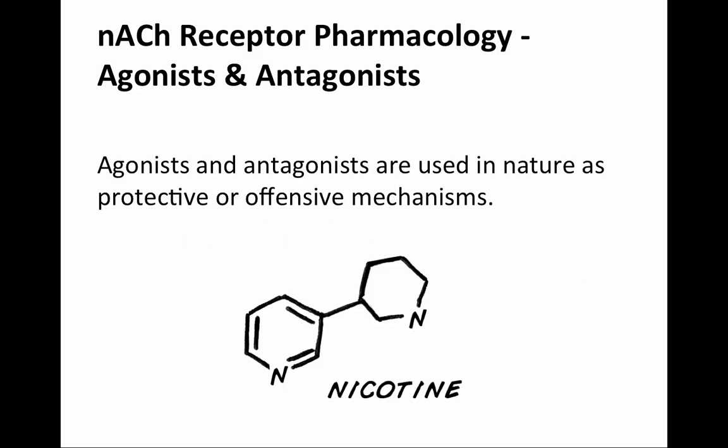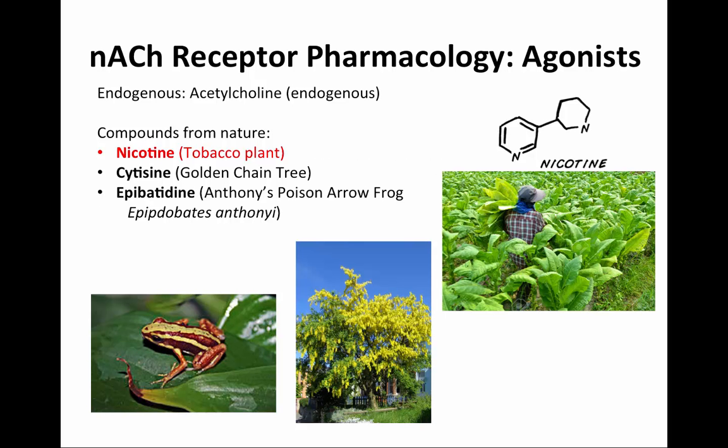Many of the agonists and antagonists that act on nicotinic acetylcholine receptors are compounds derived from plants or animals which are used as protective or offensive mechanisms in nature. The endogenous neurotransmitter for the nicotinic receptors is acetylcholine.